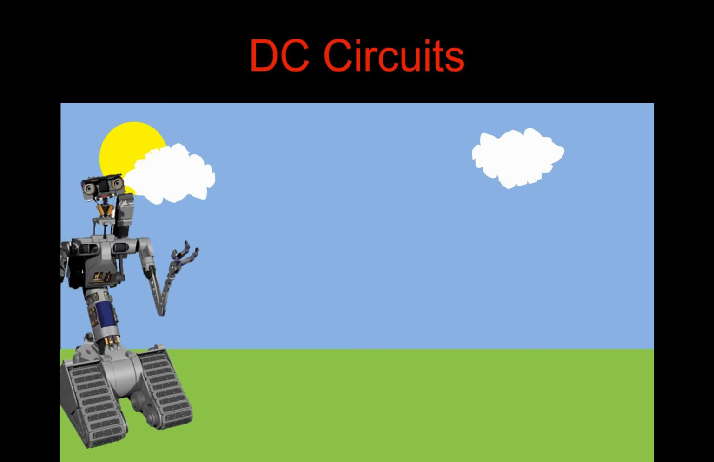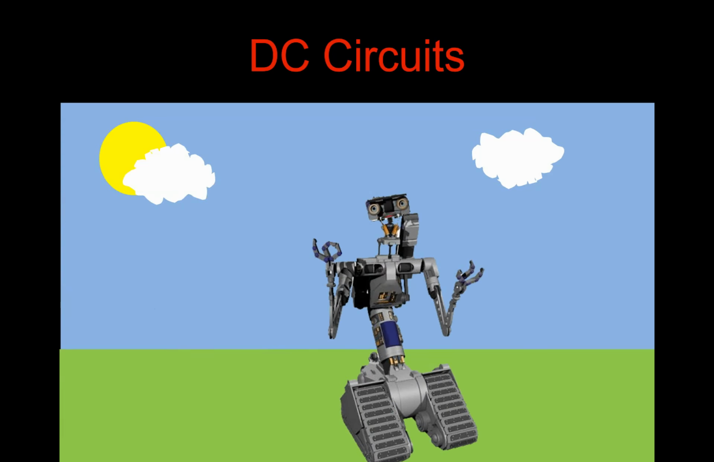Now, we're moving on to looking at DC circuits themselves. We've talked about current, and we've talked about capacitors and electric field. Here we're going to talk about the circuits. And just for good measure, here is the robot from the movie Short Circuit.